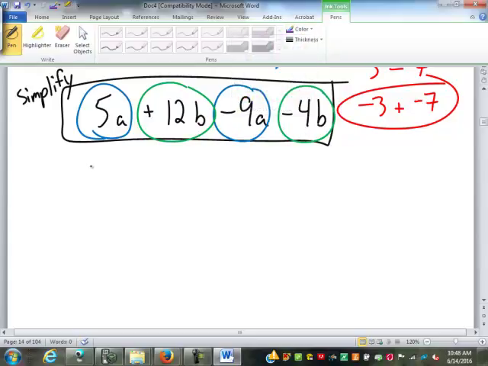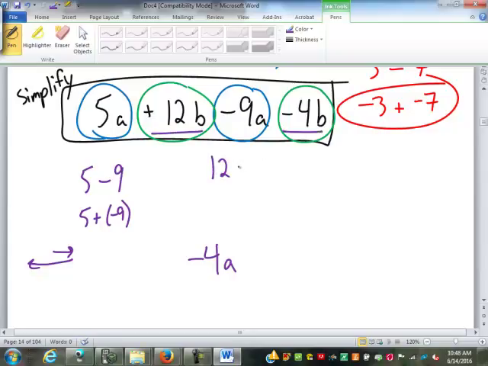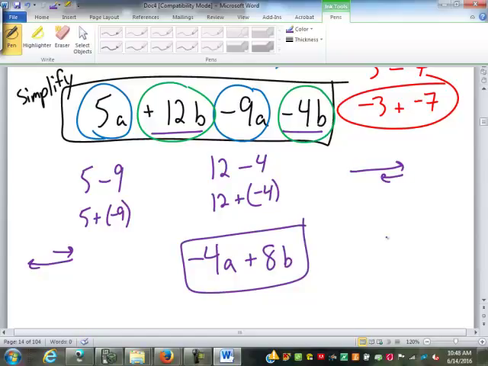So let's combine the a's. I have 5 minus 9, or 5 plus a negative 9, however you want to look at it. Either way, it's positive 5 and negative 9 makes negative 4, and we keep the name of a. This is 12 negative 4, so either 12 minus 4 or 12 plus a negative 4. Either way, it's positive 12 minus 4 is positive, so we put a plus 8, and we keep the name of b. How many of you had negative 4a plus 8b? Good. We're getting better at it.